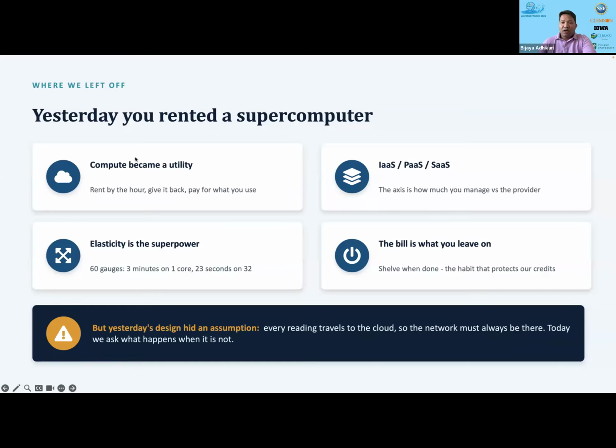Okay. So this is a recap of yesterday. Yesterday we learned how to rent a slice of a supercomputer and the framework of computing done there. There was a big data set that was too big to be moved to a local computer, and we rented a supercomputer so that we could move our computing to where the data is. The paradigm that defines cloud computing is computing as a utility, where we rent computing as a service by the hour, give it back to the provider when it's not needed, and only pay for what we use.